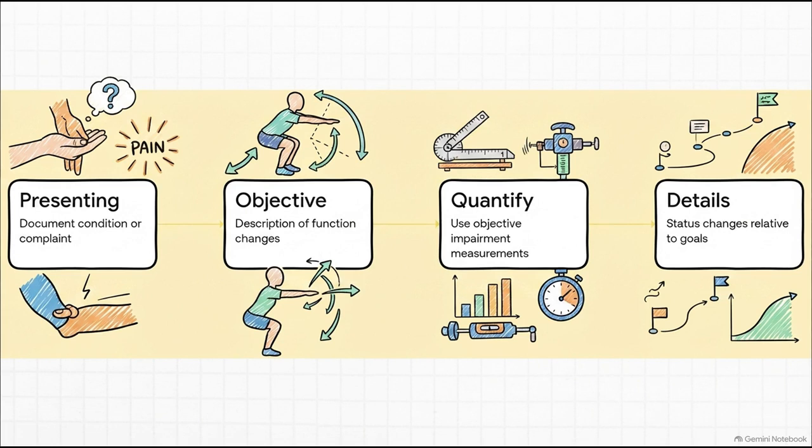First, what brings the patient in? Second, what is the objective description of how their function has actually changed? Third, you must quantify their progress, or even lack thereof, with objective impairment testing. And fourth, always detail status changes relative to the specific short and long-term goals you established.